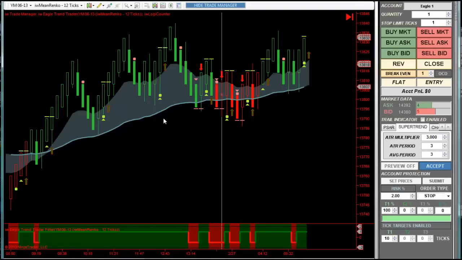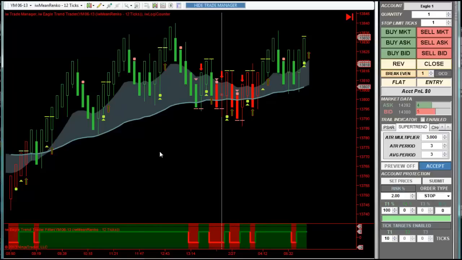The beauty of the Eagle Trend Trader is that it usually identifies that pretty easily. You can see that right here we have a market that is fairly choppy. Prices are moving sideways, and that's kind of reflected in how the filter represents the market as well as what's happening here in the price chart.